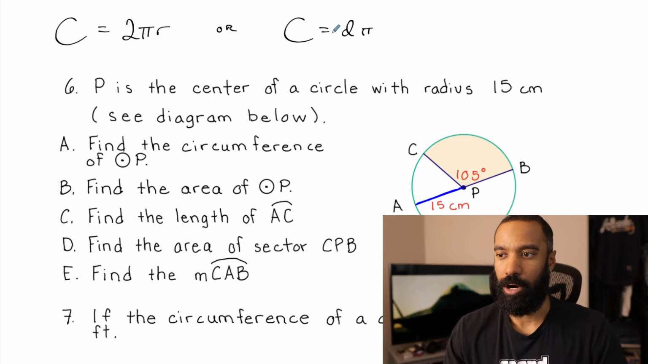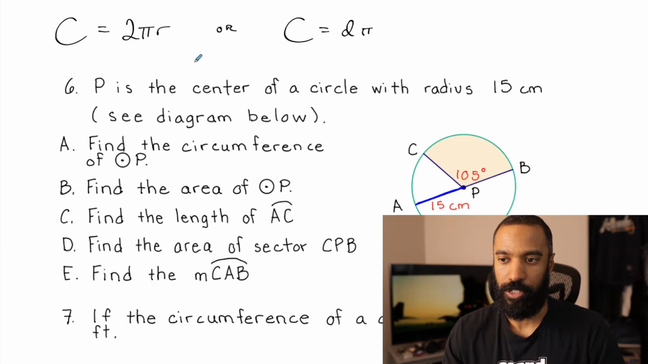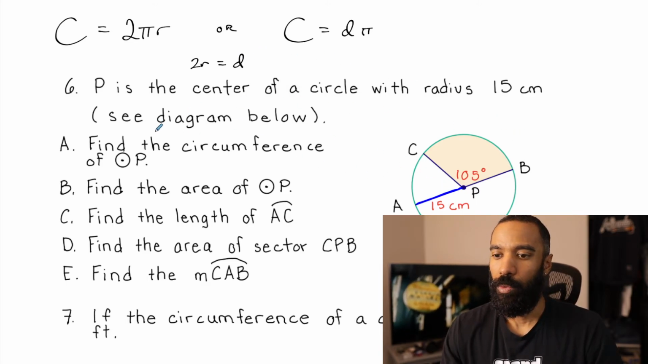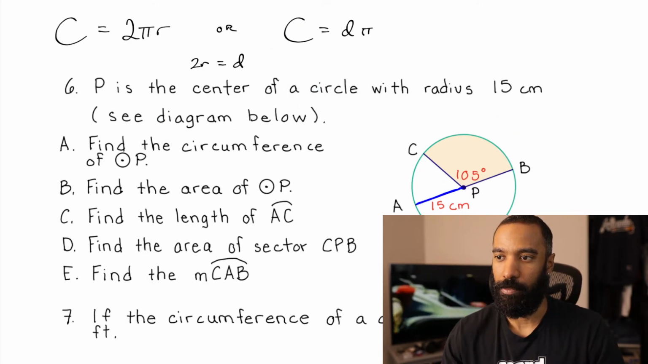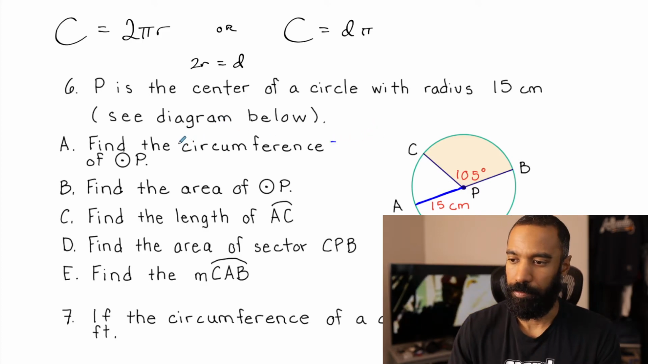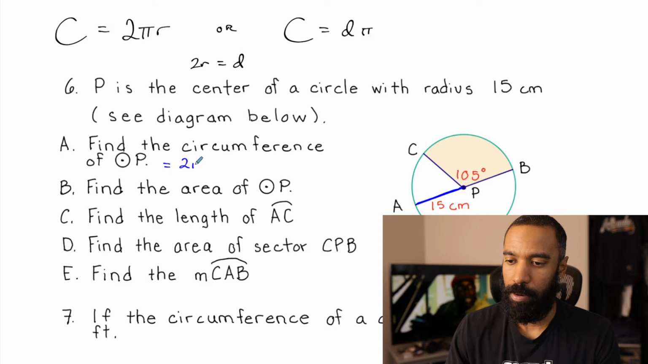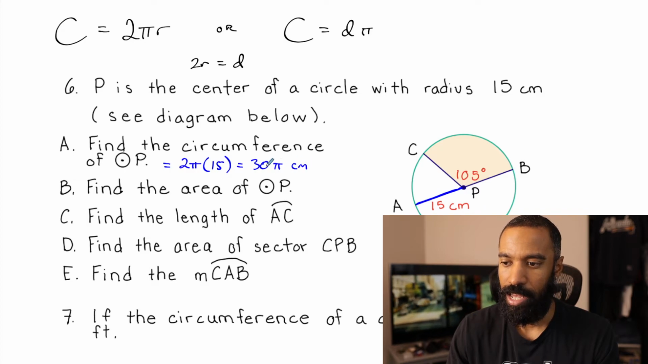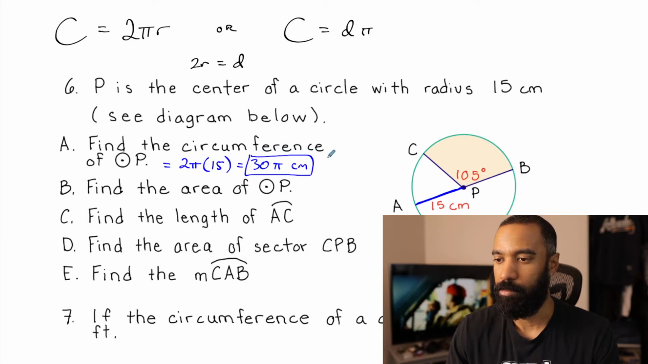Circumference is 2 pi r, or diameter times pi, because of course diameter is 2 times your radius right there. Either or, when we find the circumference of circle P right here, this is going to be, let's see, equals 2 pi times your radius of 15, which is 30 pi centimeters. That is an exact answer right there. That's in terms of pi.